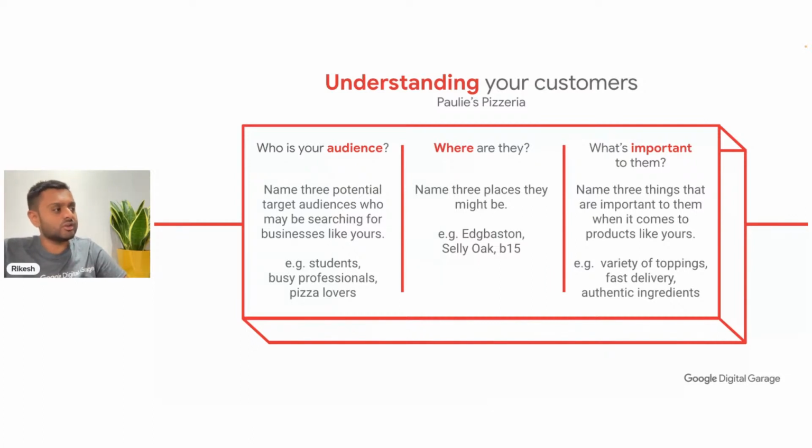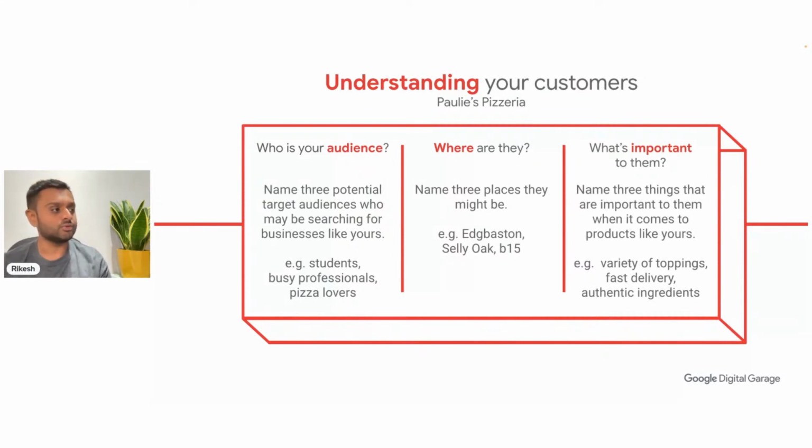So let's have a look at the first question, which is, who is your audience? Who is your customer, if you want to rephrase that as well? Name 3 potential target audiences who may be searching for businesses like yours. This is a remit that we've set to Paulie, and it's something we can't necessarily answer because we don't know Paulie's Pizzeria that intimately. We're just working with Paulie's Pizzeria to help them evaluate their advertising options online.